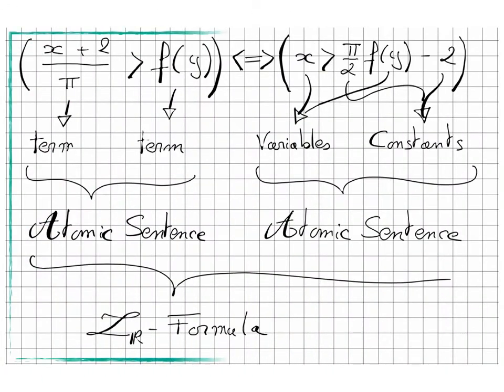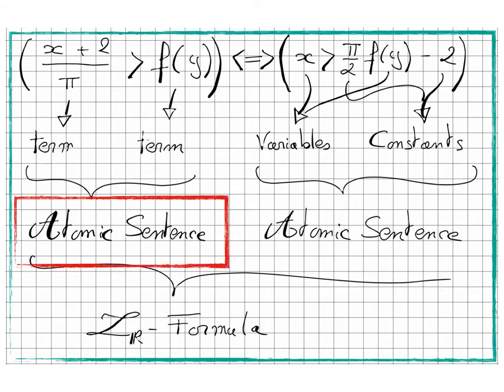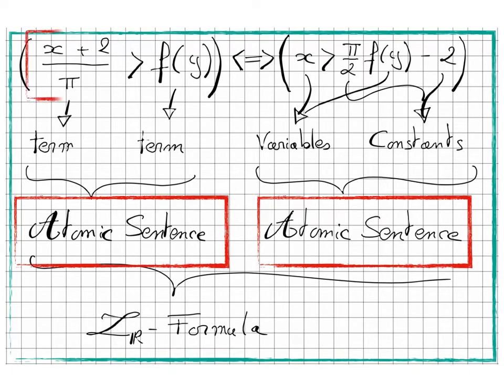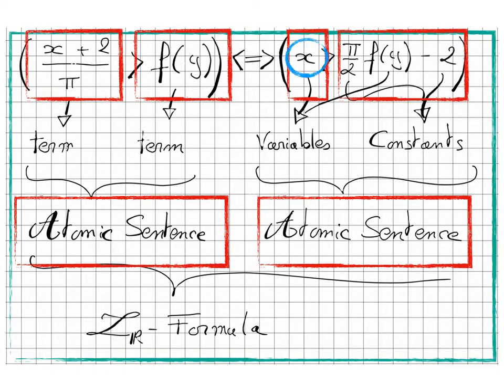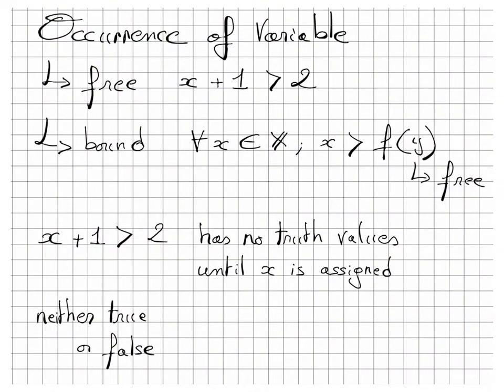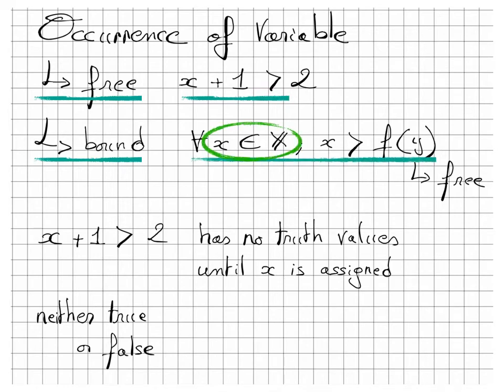Here we have an example of a formula made of two atomic sentences, each made of two terms, including variables and constants. A variable in a formula is either free or bounded. In the first example, the variable is free. In the next one, it is bounded by the set x, but you see the variable y is still free.